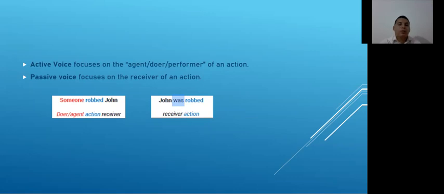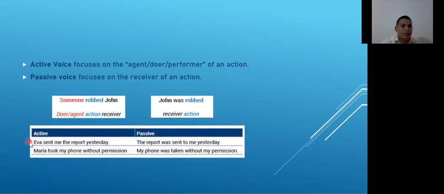John was robbed. John is going to be robbed. John will be robbed. Okay. Now let me show you a couple more examples. Active. Eva sent me the report yesterday. The report was sent to me yesterday. As you can notice also, in this sentence, I'm not mentioning who sent me the report. It was Eva. Yes, it was Eva. But I'm not mentioning it. I don't need to do it. If it's not necessary to mention, you don't need to mention.